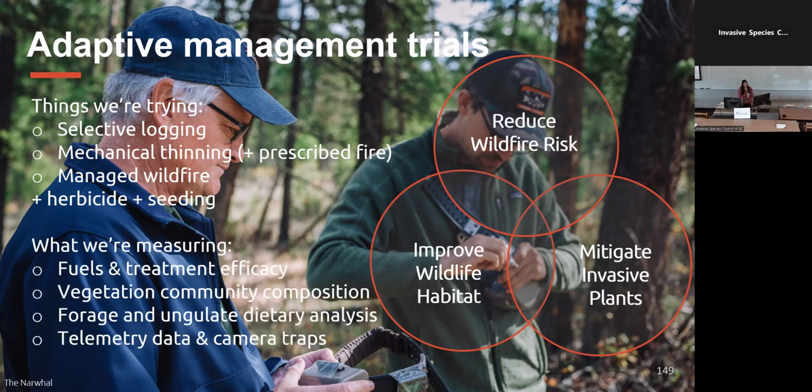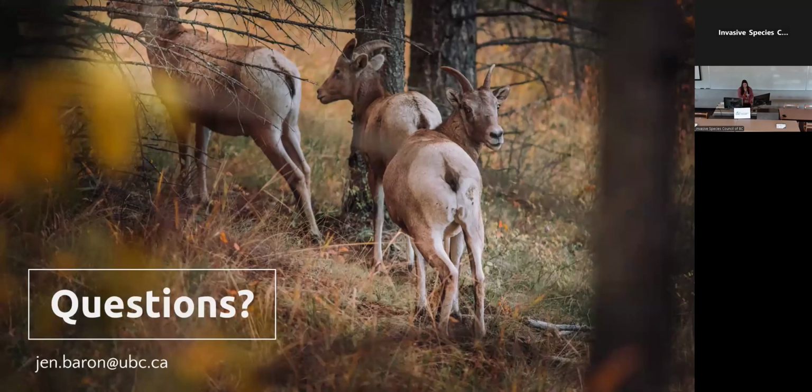And then we're monitoring and measuring the effects on fuels and fuel treatment efficacy at reducing wildfire risk. We're looking at vegetation community composition and invasive and cultural plant abundance post-treatment. We're also doing forage and ungulate dietary analysis. And then we also have a large network of telemetry data from collared animals as well as camera traps across this landscape. So this project just started. It'll be ongoing over the next couple of years with fieldwork starting this summer. And I'm really looking forward to trying to address some of these challenges and concerns that create barriers to us implementing restoration work in this part of the province through this study. Thanks.